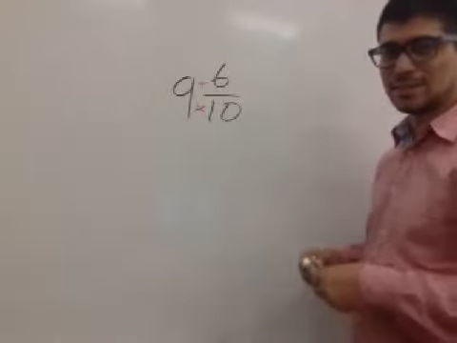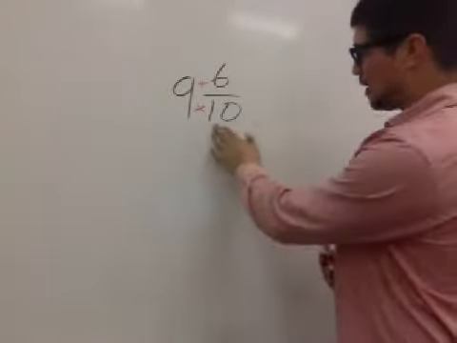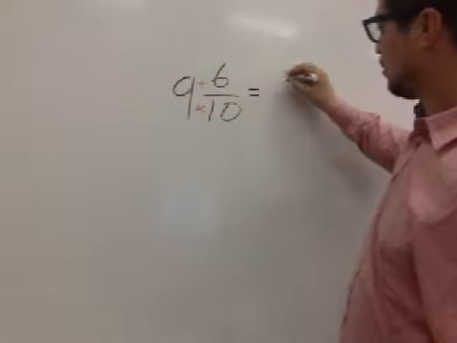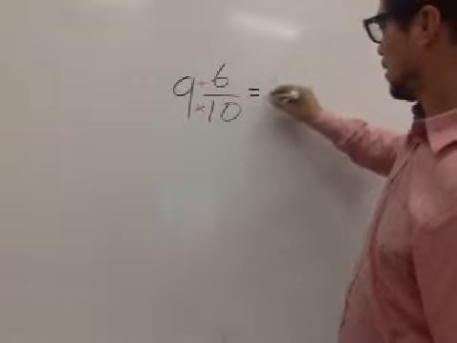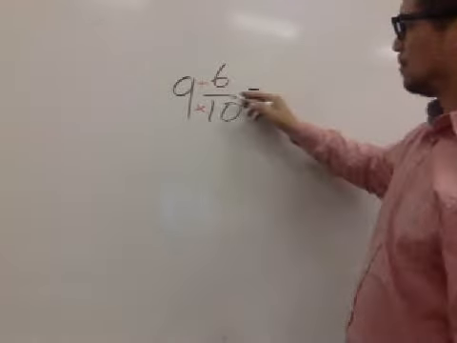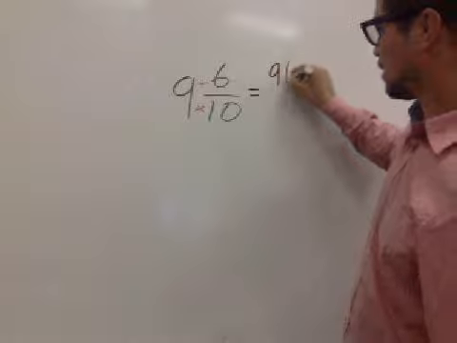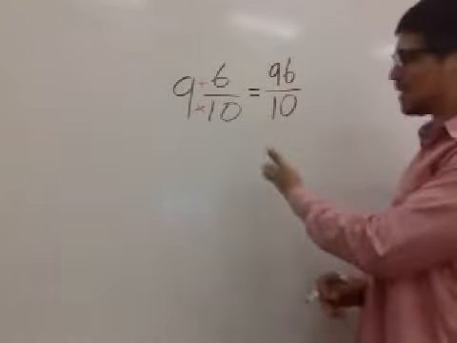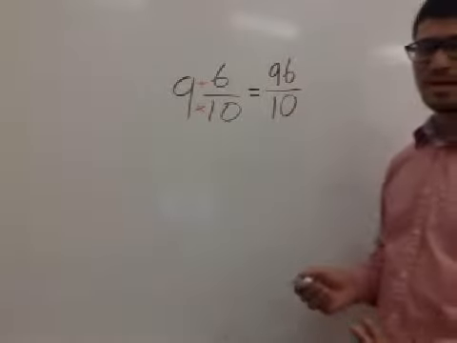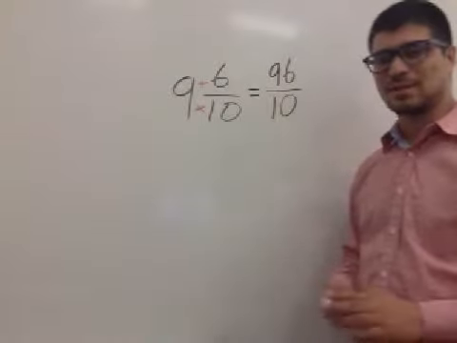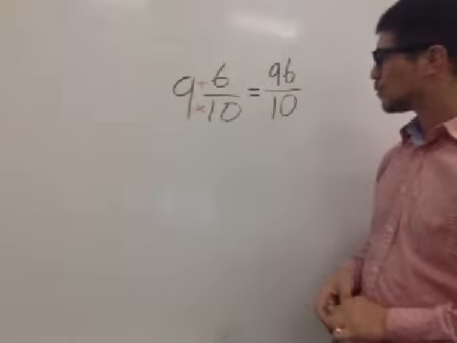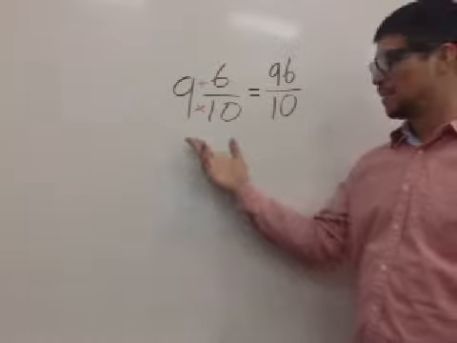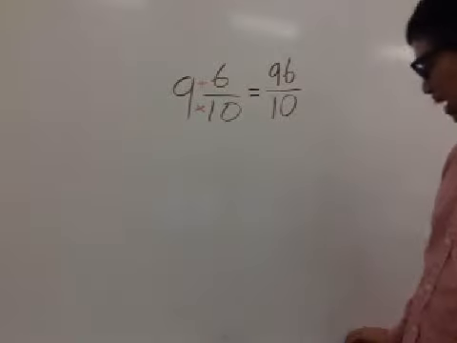What this means is I'm going to go 10 times 9 plus 6. So 10 times 9 is 90, plus 6 is 96, and I leave the bottom the same. So I have 96/10. These two fractions mean the exact same thing. Let's say I wanted to go the opposite direction.